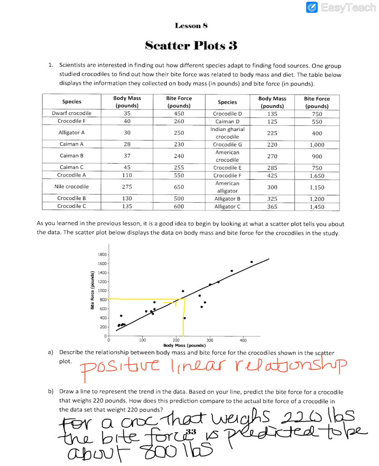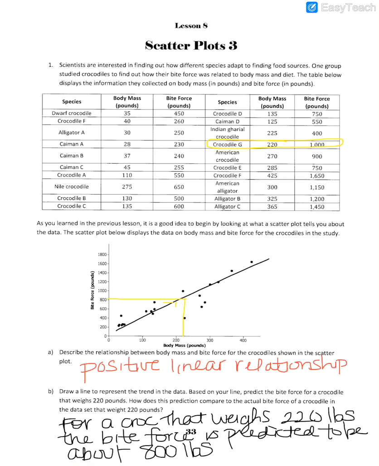How does this prediction compare to the actual bite force of a crocodile in the data set that weighs 220 pounds? So let's go up to our data set. Look for the crocodile that weighs 220 pounds. It's right here, crocodile G. And that crocodile's bite force was 1,000 pounds. So it was a little bit higher.